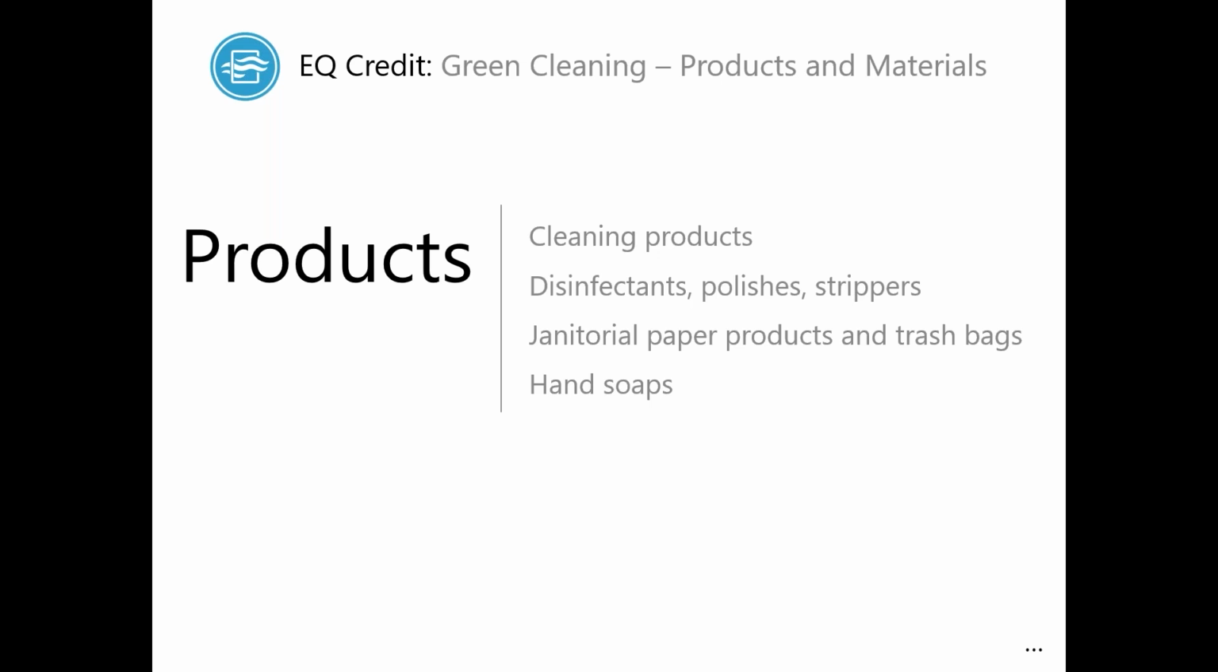The trash bags, the trash can liners, are a little bit more difficult. It's less easy to find those in sustainable formats, but it is possible, finding trash bags that are made with recycled content or compostable or things like that. But in general, looking mostly at the paper products.